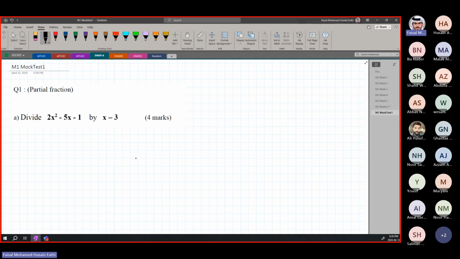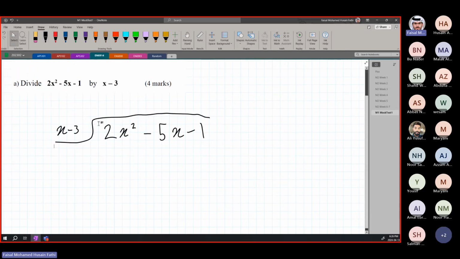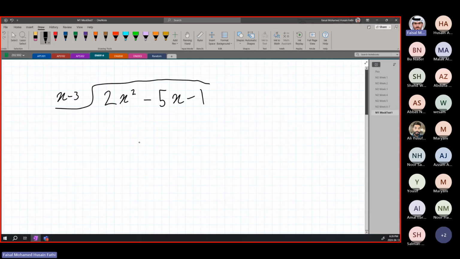The first question is very simple. It is just polynomial division. It says 2x squared minus 5x minus 1 divided by x minus 3. To do this, you're just going to be looking at the first term x. The simpler way to do it is you're going to do 2x squared divided by x, which gives you 2x. So this is the value you're going to be multiplying with. This is going to be your first thing, 2x.